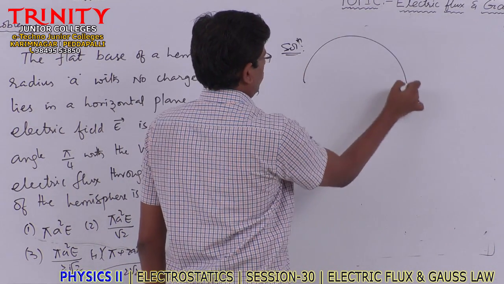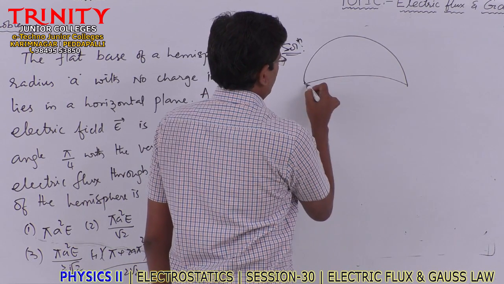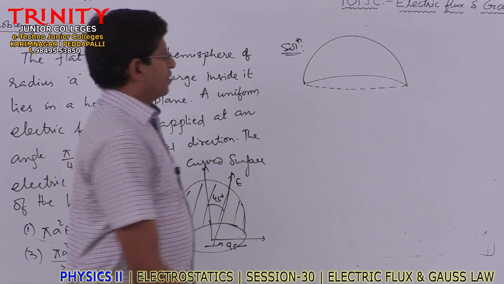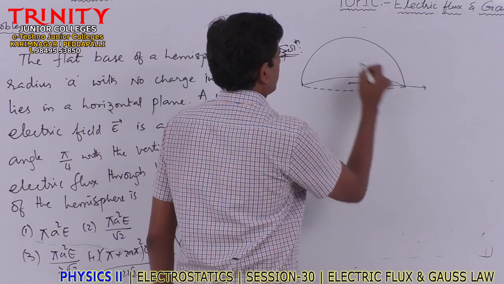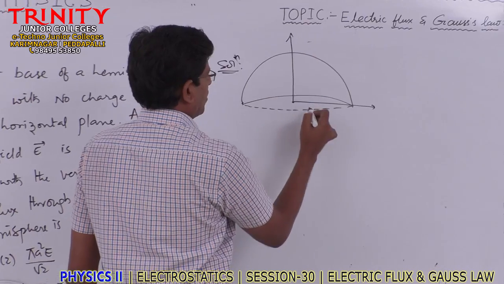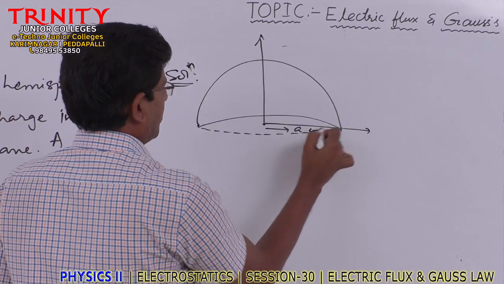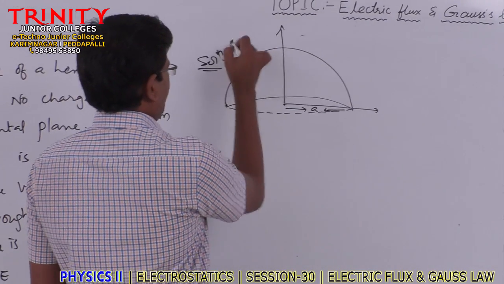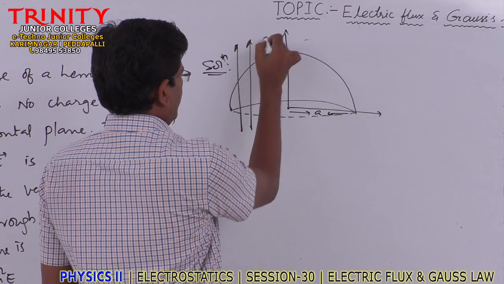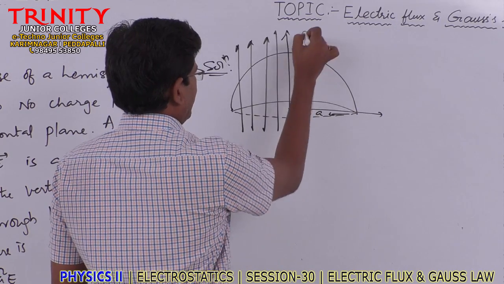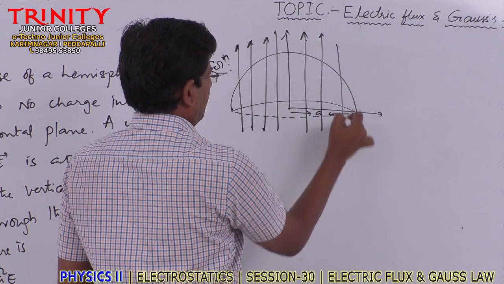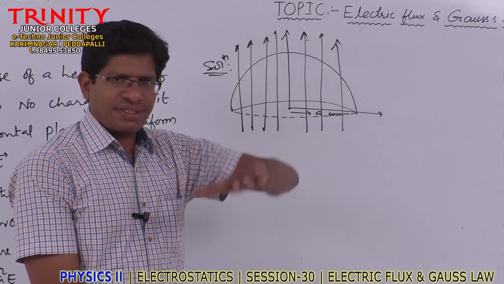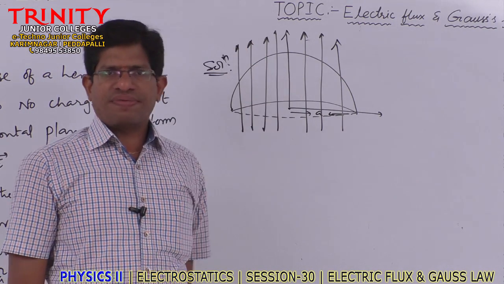Suppose you imagine a hemisphere like this. So the base is like this, the base radius is a. Now let us take one more case here. The electric field is like this. So this is piercing the base and coming out of the curved surface. Let us suppose it's like this. The flux is coming in and going out of the hemisphere.